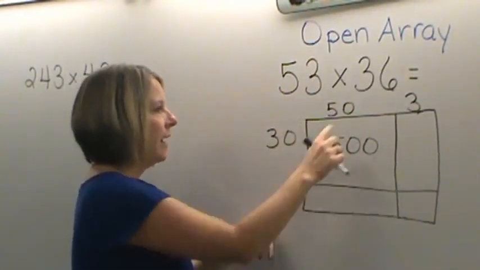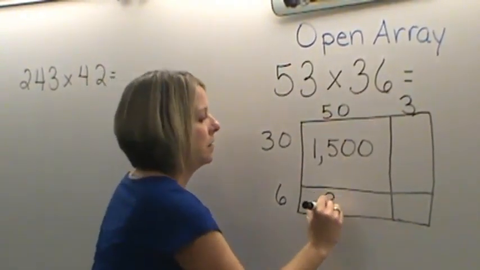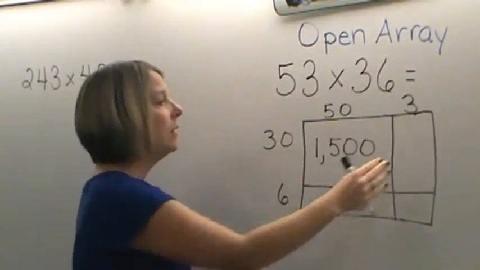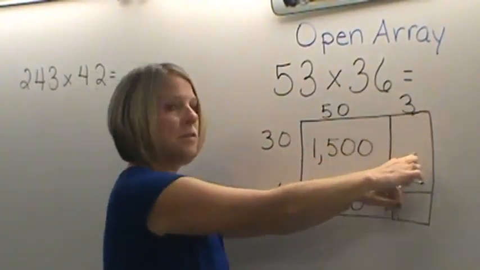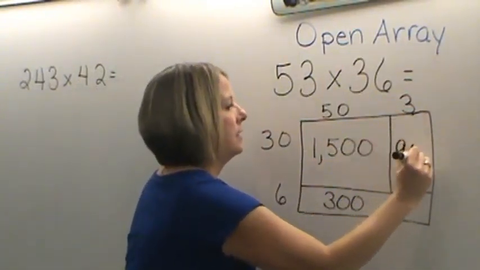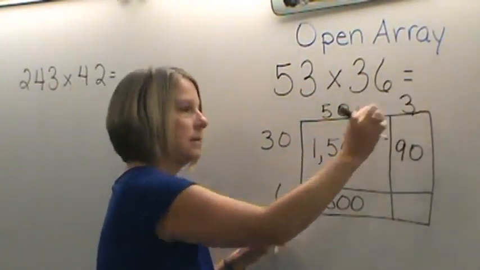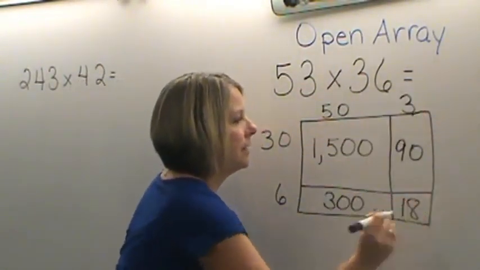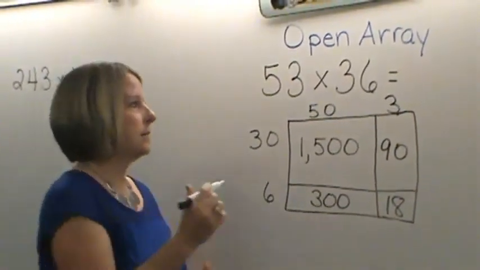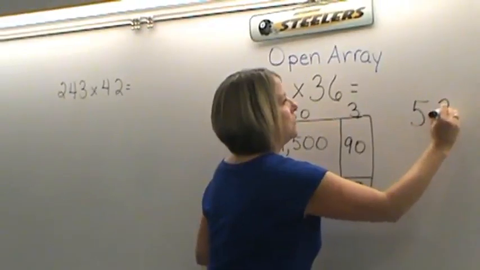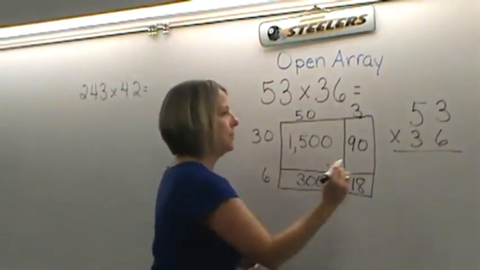Okay, now we're going to move down and do 50 times 6, which would be 300. Over here in the other 10 spot, we have 30 times 3, which would give us 90. And then finally, in our smallest box is where we're multiplying our ones. 6 times 3, which is 18. So now the students know that they have to put all of these pieces together. So 53 times 36 is made up of all these different pieces.